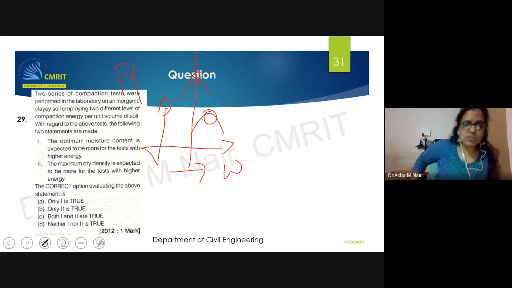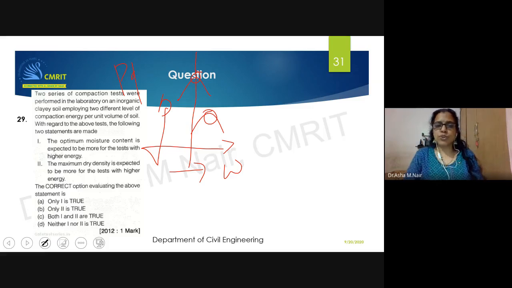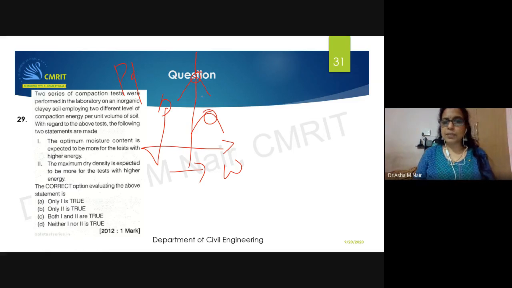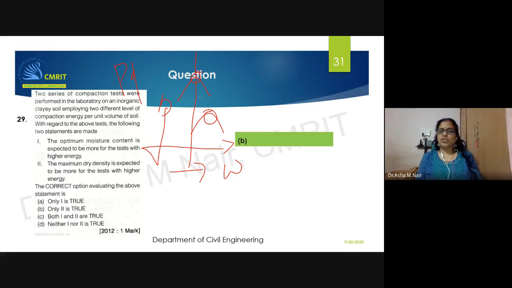What is the next one? Both 1 and 2 are true? No, only option 2 is correct. Neither 1 nor 2 is true? That is also wrong. So our option will be B, which is nothing but only 2 is true.